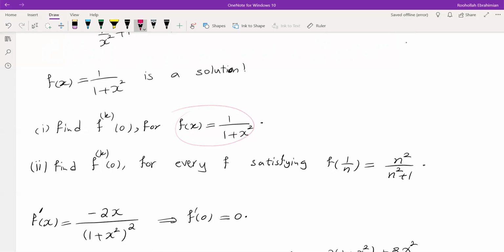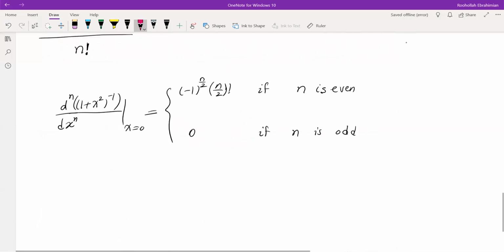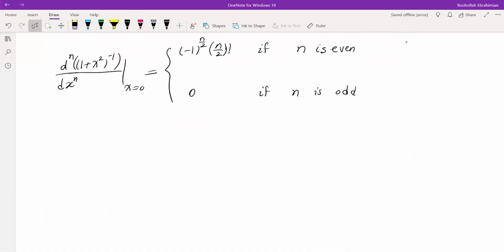So that is where I think about the fact that I only have one function satisfying that. If I take the difference of these two functions, then I get something that is 0 at every single 1 over n. So this is easier to deal with. So what I'm suggesting is to do this. Take the function f of x that satisfies the condition that they gave us, and subtract 1 over 1 plus x squared from that function.